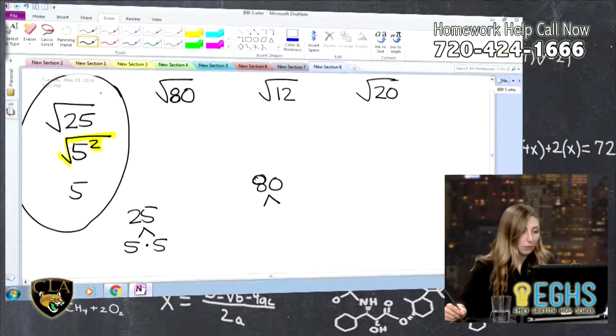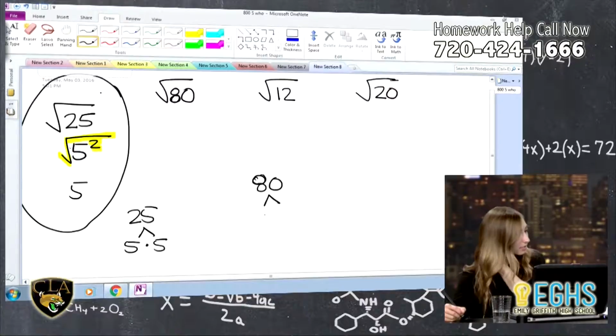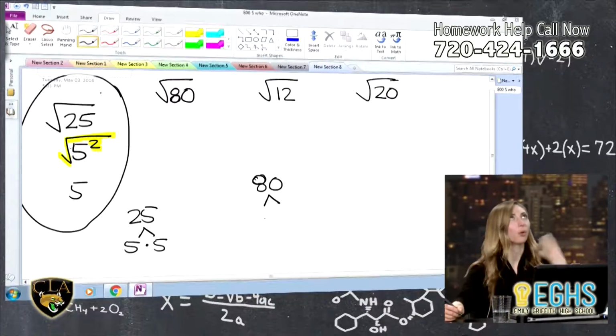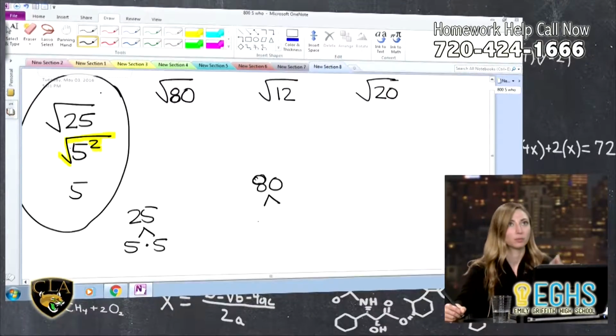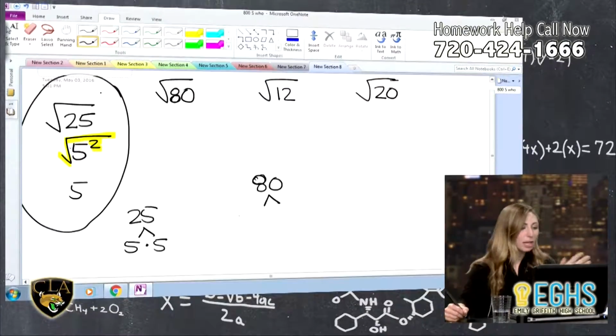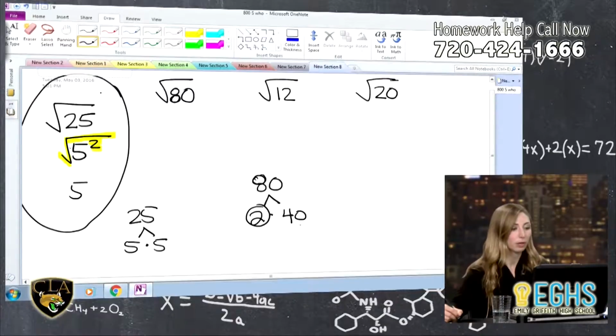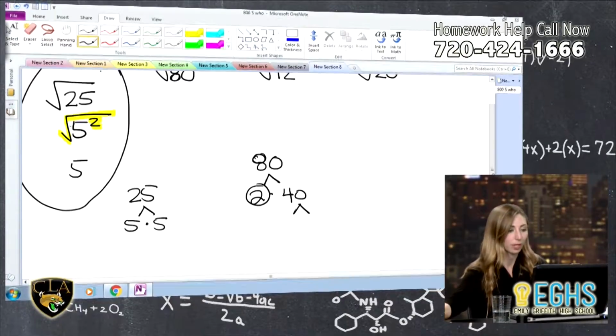What multiplies to give you 80? Well, I guess the first one would be 1 and 80. Good. Let's not include 1, because we could go on forever with 1 times 1 times 1. So we'll skip 1, but what would be another one? 2 and 40. Good. 2 is prime, so we'll quit there with the 2, but let's continue to break down the 40.